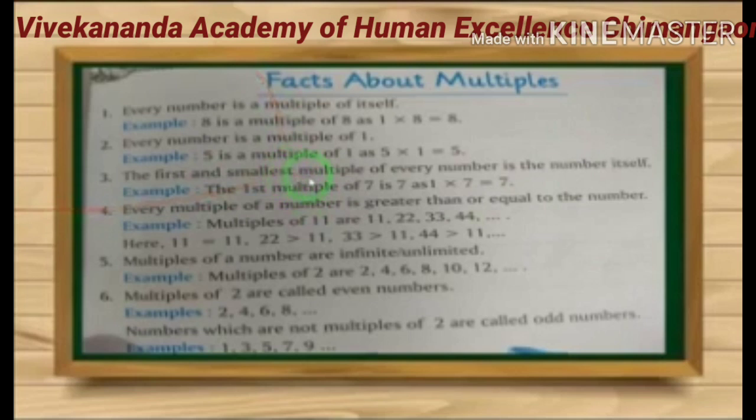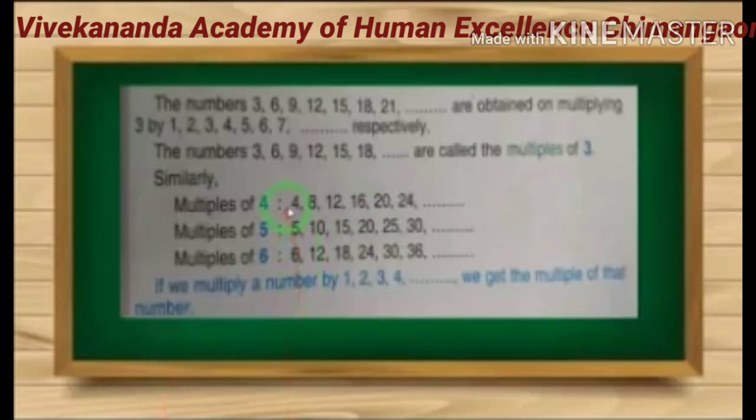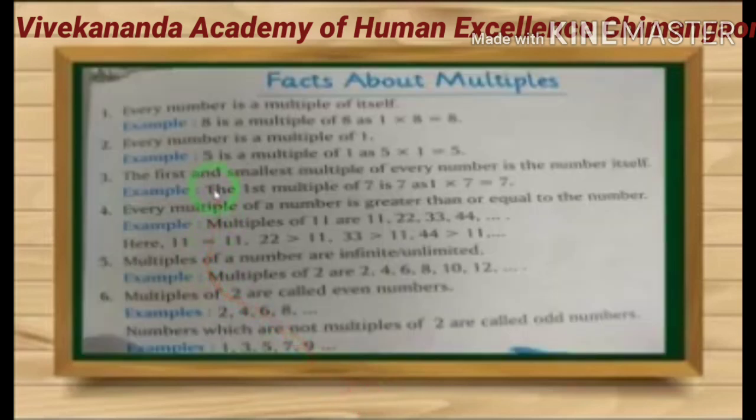For example, the first multiple of 7 is 7. When we multiply 1 by 7, we get the product 7. Also, we have learned the multiples of 4 and 5. If you see, the smallest multiple of 4 is 4, of 5 is 5, and of 6 is 6. It means the first and smallest multiple of every number is the number itself.